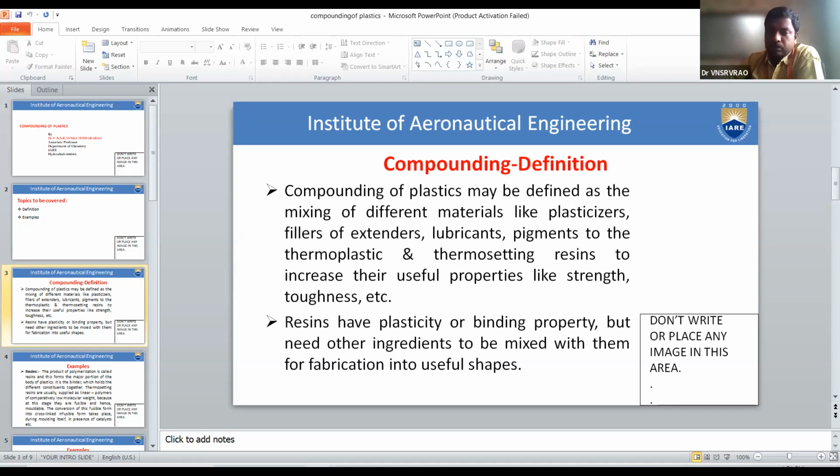So plasticity is nothing but the plastics are molded into desired shape by applying temperature and pressure in the presence of a catalyst. So that is possible by the resins. But resins should not be directly added to the pure plastics. They need some of the other ingredients in order to mix with the plastics.